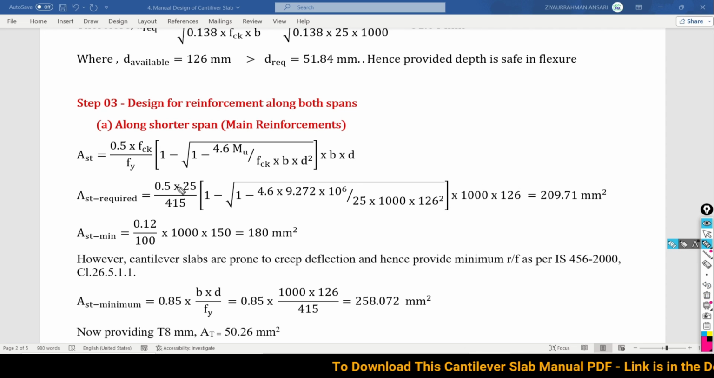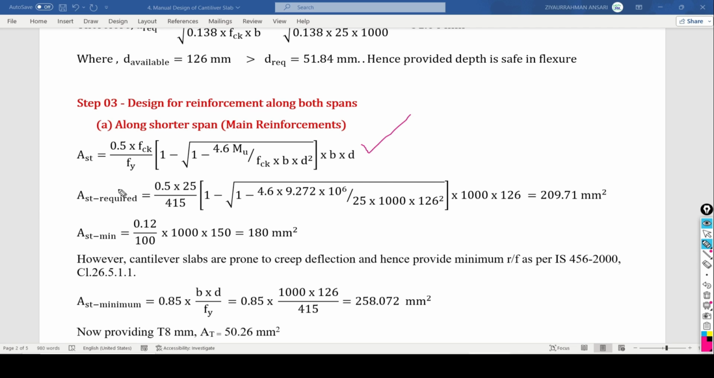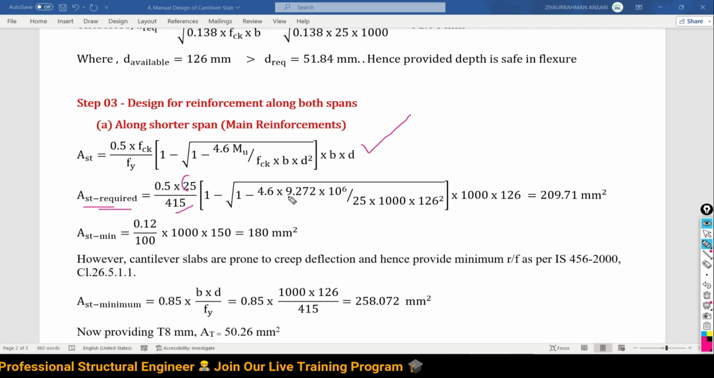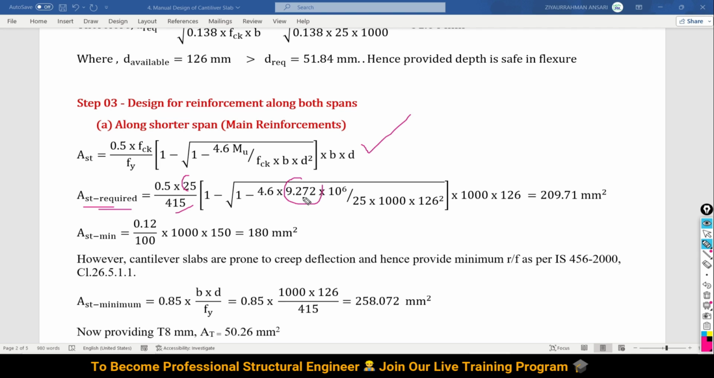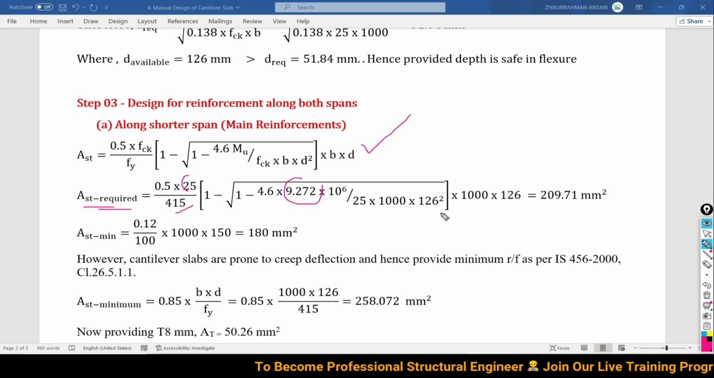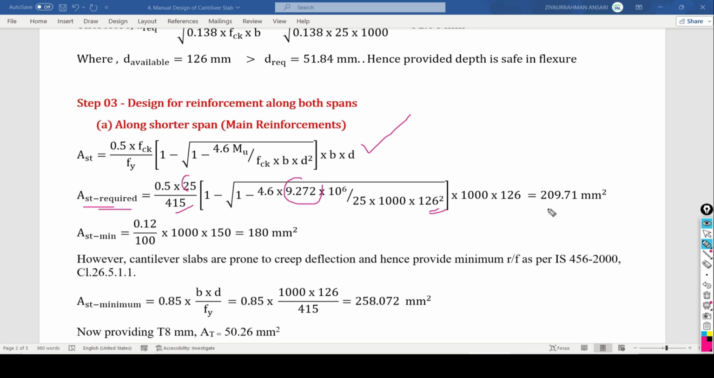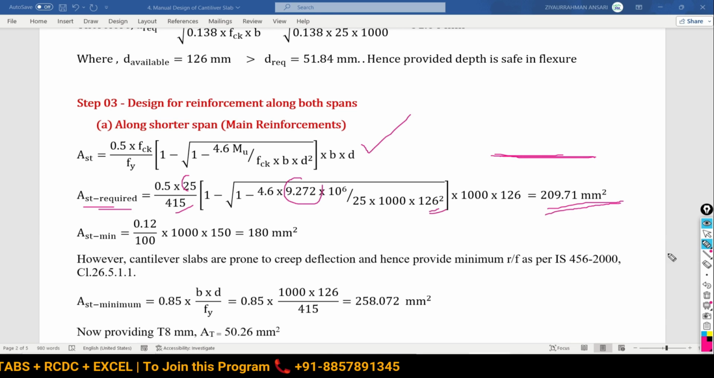So for that reason, the formula with 0.5 fck divided by fy is present here. You have to use this formula for calculating the area of reinforcement required. So 0.5 multiplied by the characteristic strength, grade of steel, then all the values 4.6, maximum moment 9.272, everything you have to put here, and the effective depth. After doing this calculation, we are getting the reinforcement demand 209.71 mm square, the area of reinforcement required along the shorter span, or I can say along the cantilever projection of the slab.